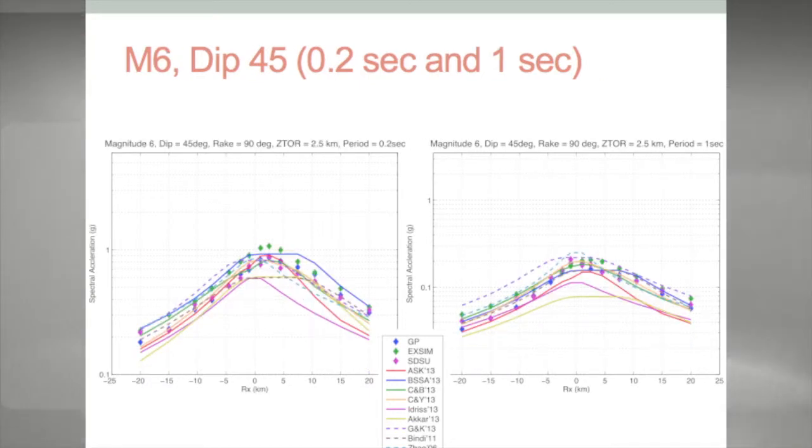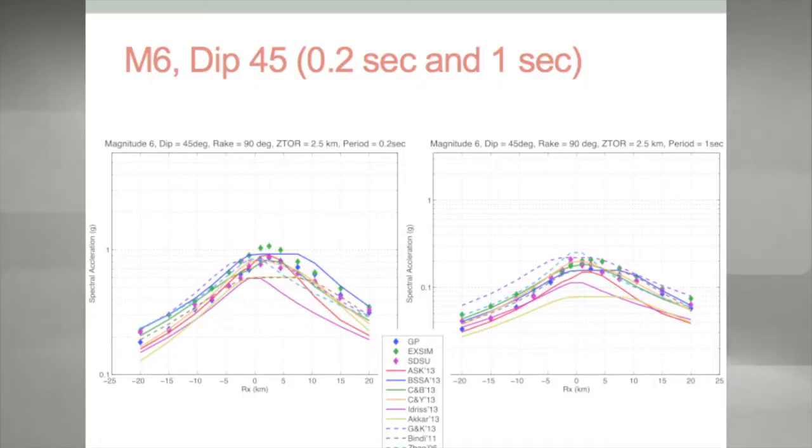Okay, magnitude 6 at 45. As I flip through, the magnitude is going to be shifting, but the dip is going to be 45. So you can see, back here, this is 5.5, going up to 6. Again, as we're coming over, we are matching up with the Graves and Petrarca model fairly well as we're coming back down. This is Idriss.